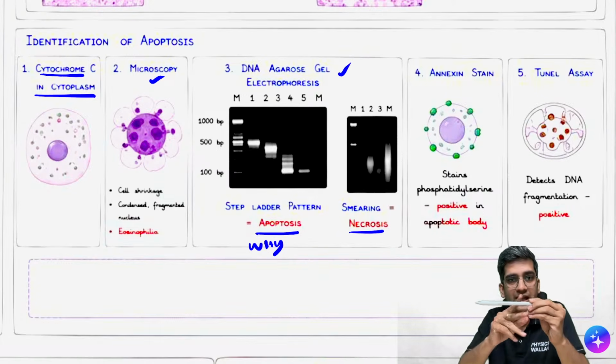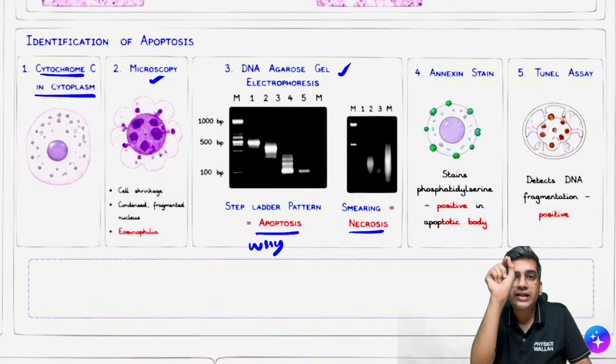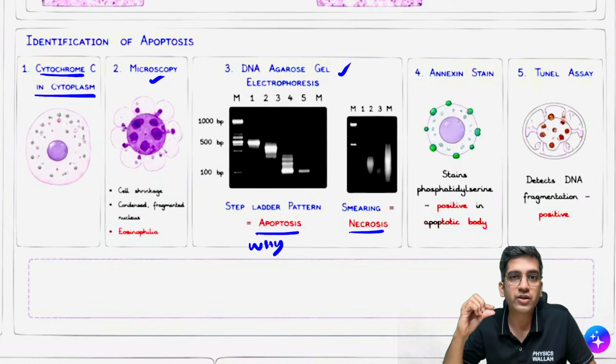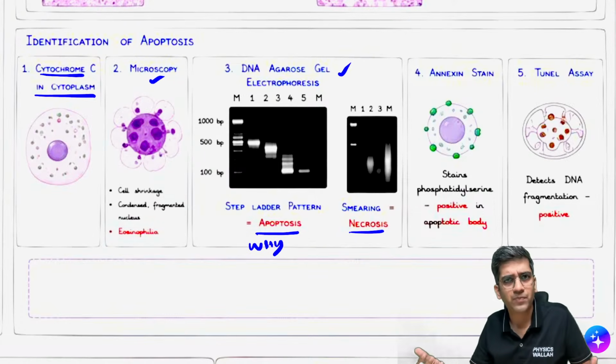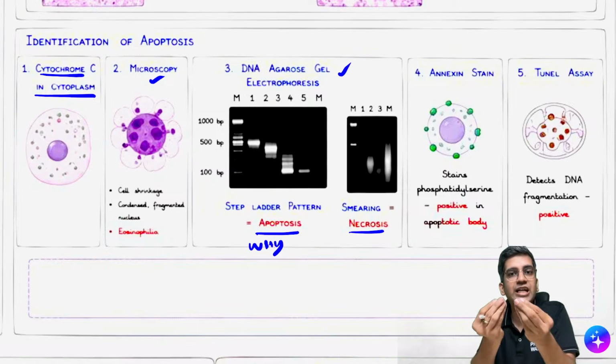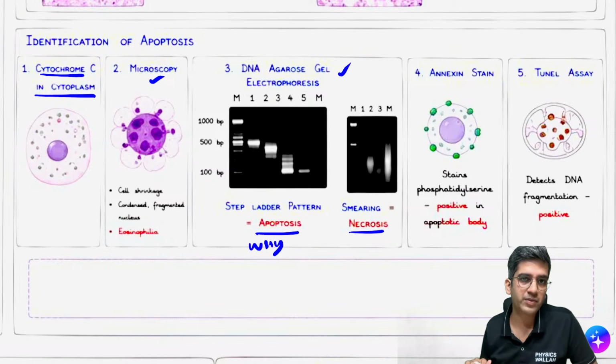When it cuts the DNA, I'll have multiple tiny molecular weight fragments of DNA, which is seen as a stepladder pattern in apoptosis. Smear, same. It's lysed completely. There's no single molecule. It's completely lysed, so you have a smearing pattern, right?